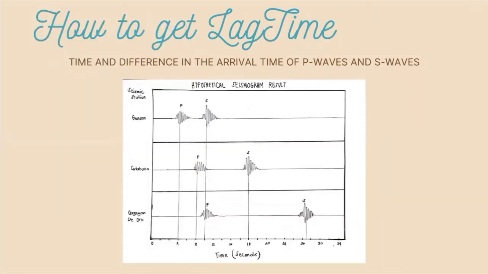So how do we get the lag time? This is the difference in the arrival time of P waves and S waves. In this picture, this is the result of a hypothetical seismogram. At Jensen, the P wave is at 4 seconds and the S wave is at 10 seconds. In Cotabato, the P wave is at 8 seconds and the S wave is at 18 seconds. In Cagayan de Oro, the P wave is at 10 seconds and the S wave is at 27 seconds.